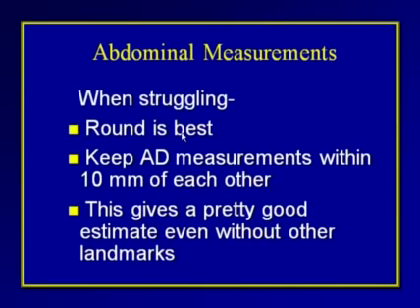When you're struggling to get an accurate abdominal measurement, because sometimes it can be quite difficult in a late-term fetus, remember that a round image is best. It's important to always keep the abdominal diameter measurements within 10 millimeters of each other. And this will give you a pretty good estimate even if you can't see the other internal landmarks.